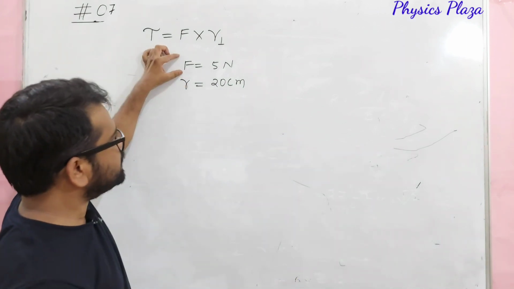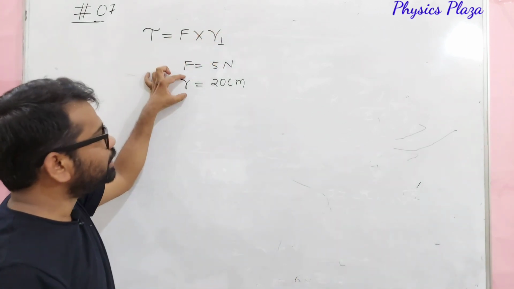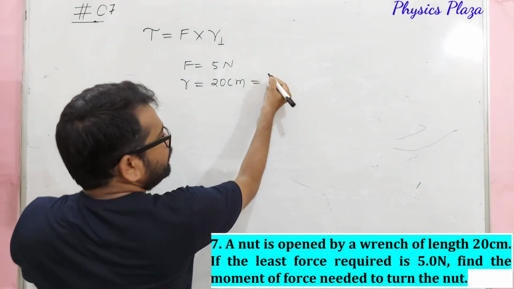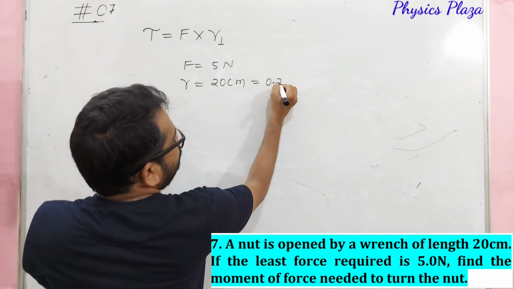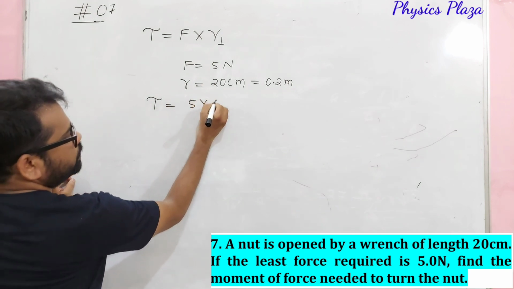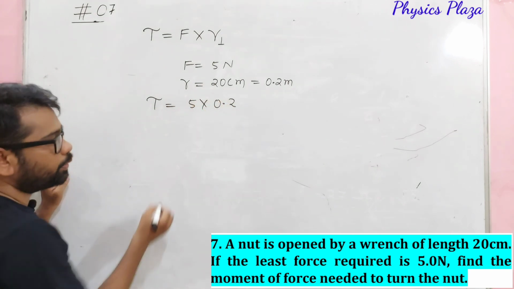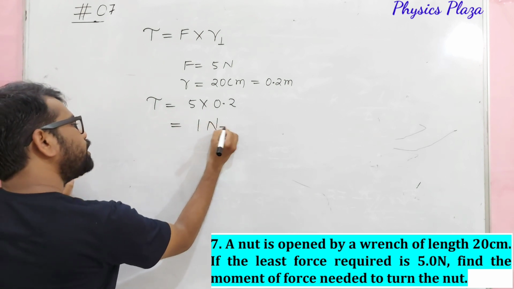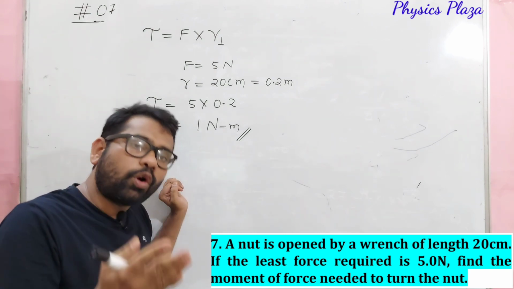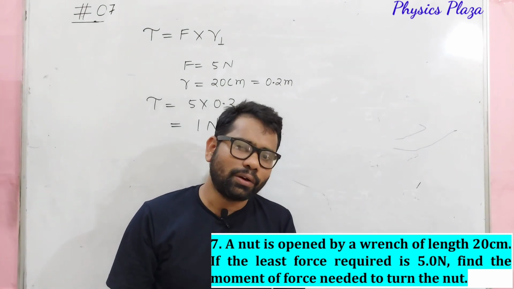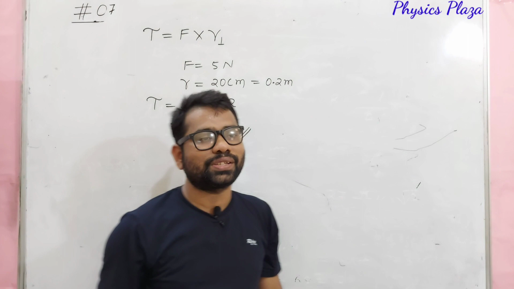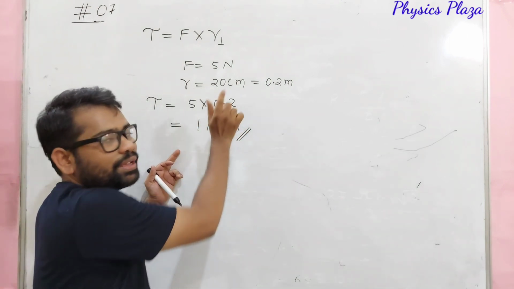Why? Here force is given in Newton, that is SI units, but perpendicular distance is given in centimeters, that has to be converted into meters. How? 20 centimeters is equal to 20 by 100, that is 0.2 meters. Now tau is equal to 5 into 0.2. So 5 into 0.2 is 1. So the answer is 1 Newton meter. So here 1 Newton meter is the moment of force required to turn the nut with a wrench of length 20 centimeters if you apply a force of 5 Newton. So this is how we can calculate. Here you should be very careful.